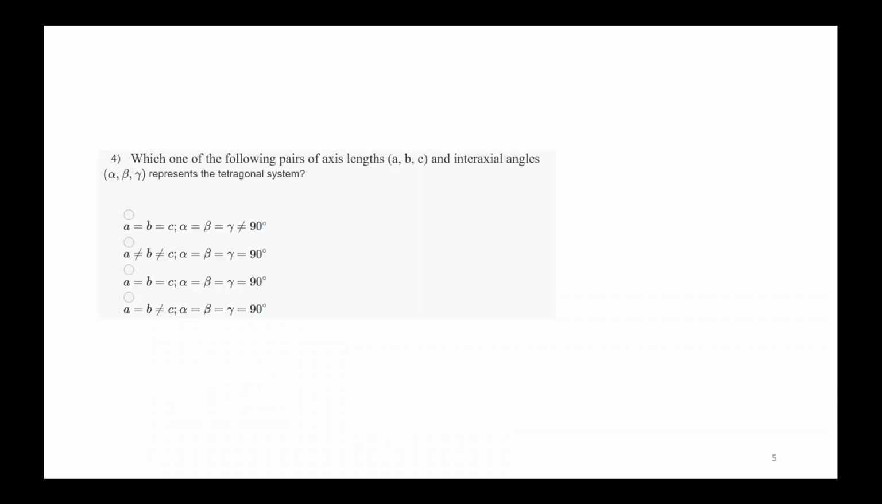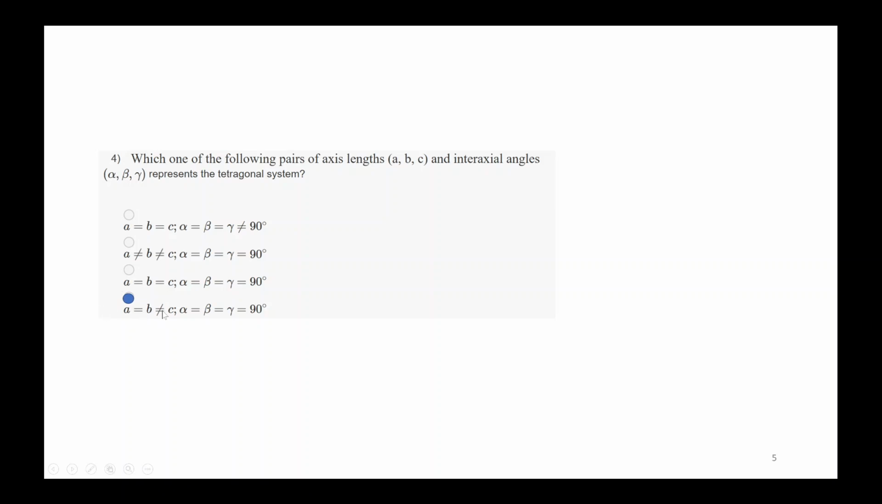Now the fourth question: which one of the following pairs of axis lengths a, b, c and interaxial angles alpha, beta, gamma represents the tetragonal system? One example of a tetragonal system is martensite. When they are all equal, it is known as the simple cubic system.